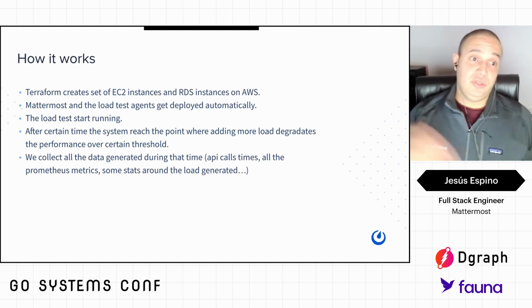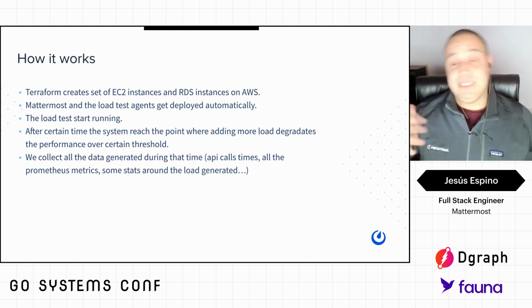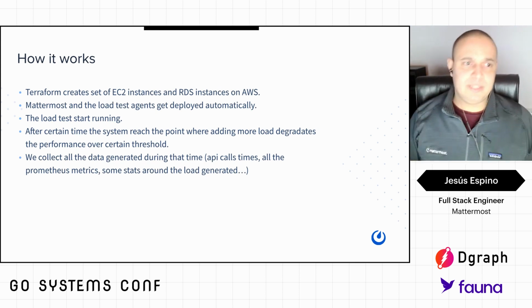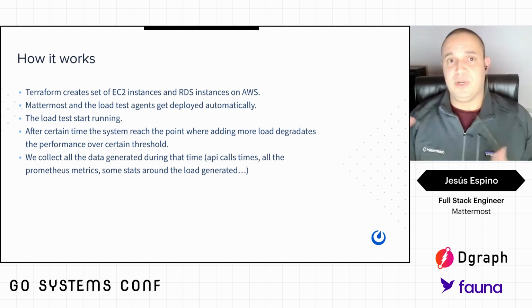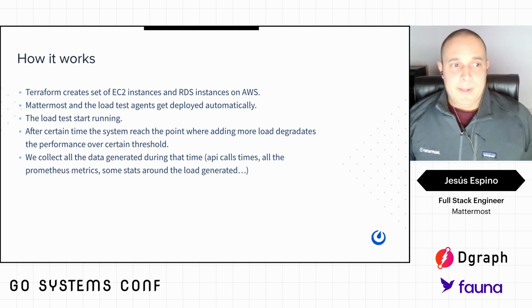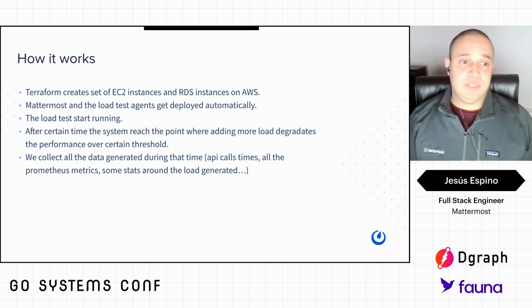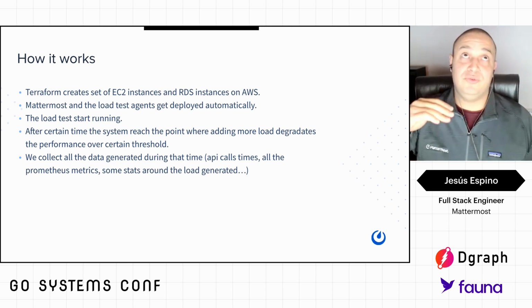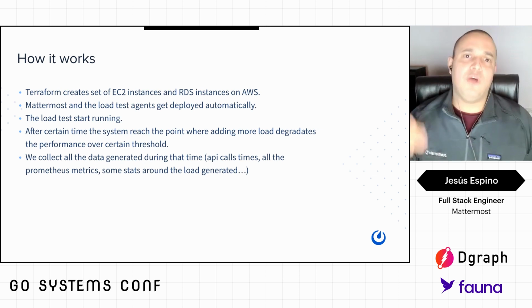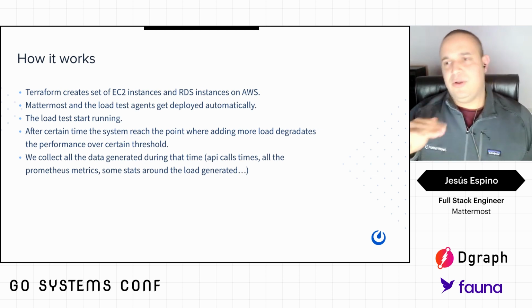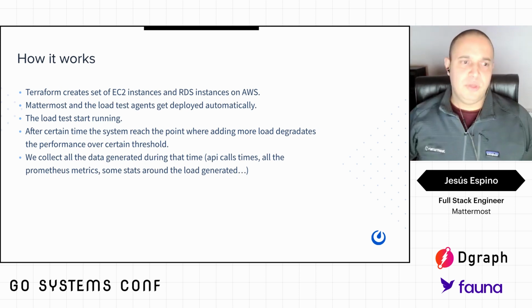Well, how it works? It uses Terraform to create EC2 instances and RDS instances in AWS. Mattermost itself and the load test are deployed on different EC2 machines. We start running the load test, and after a certain time, the system starts to reply to the requests surpassing this threshold, which is what we consider no longer an optimal instance. So if we surpass that threshold, we reduce the number of users and we increase it again, and all that stuff.